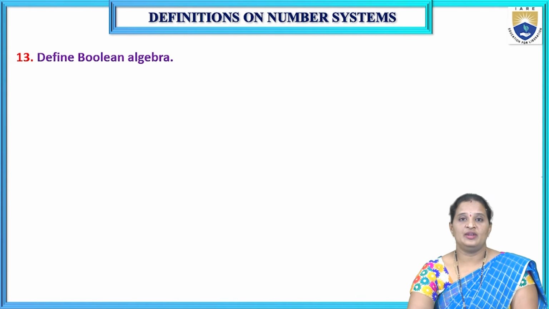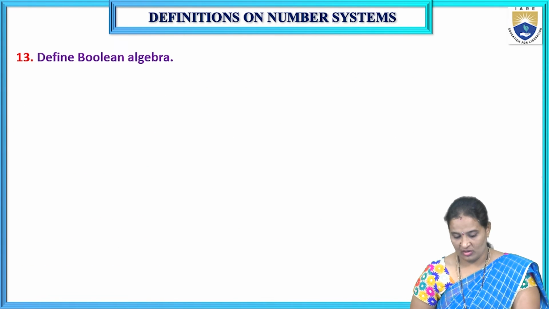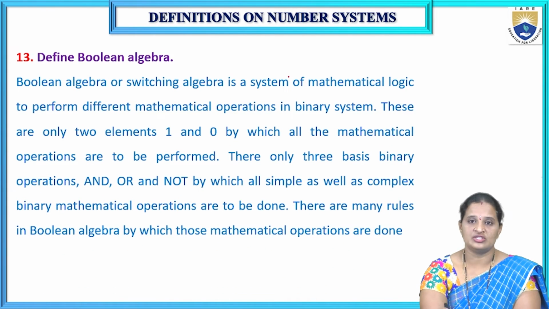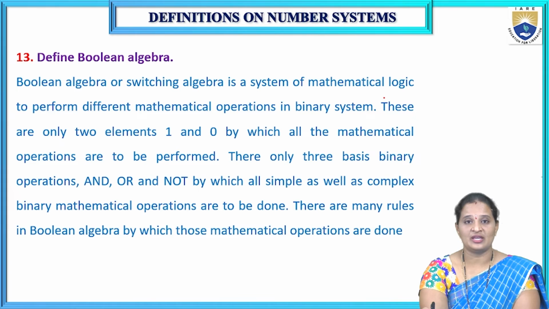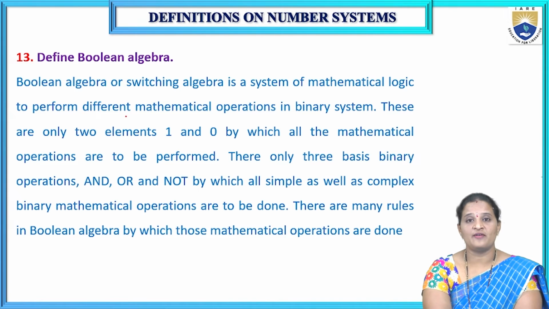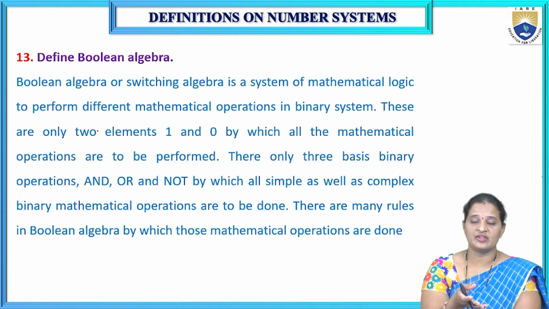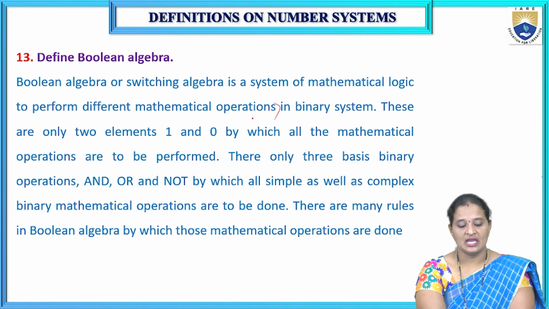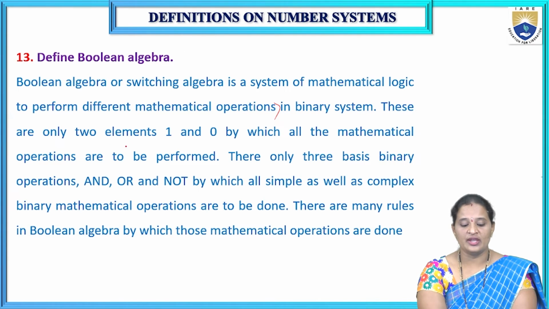Now coming to Boolean algebra. Define Boolean algebra. Boolean algebra is also known as switching algebra. It is a system of mathematical logic to perform different mathematical operations in binary systems, having only two elements, 1 and 0, by which all the mathematical operations are performed.